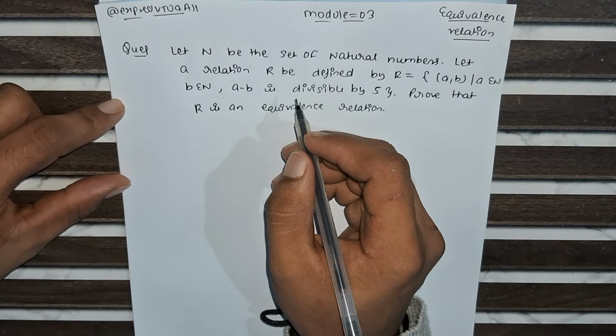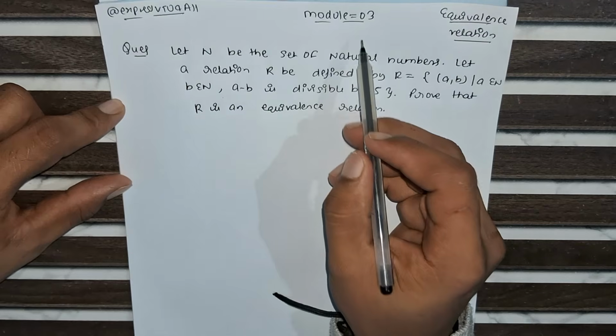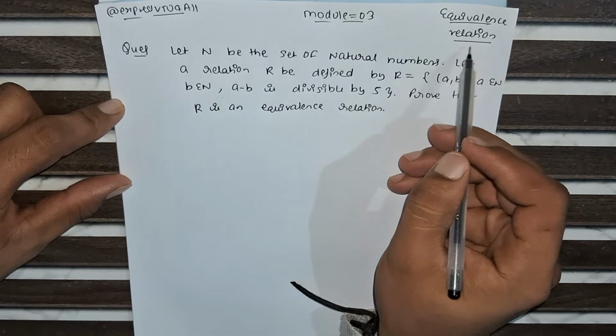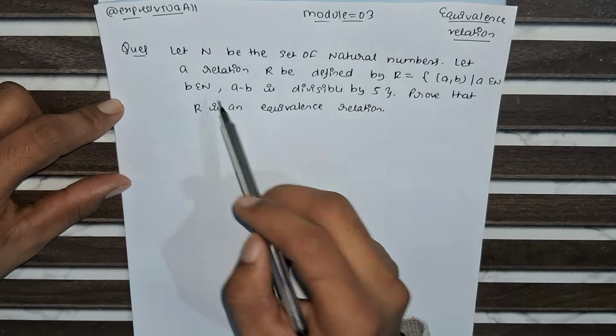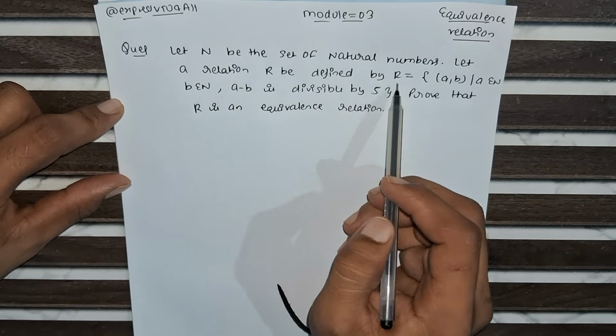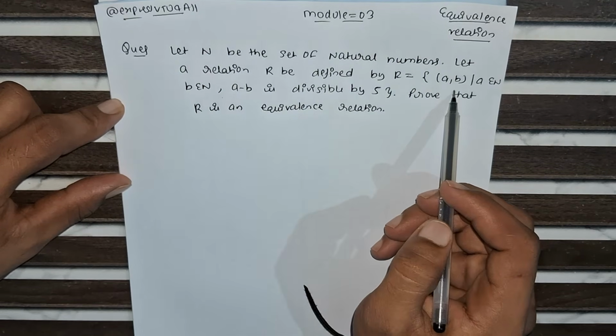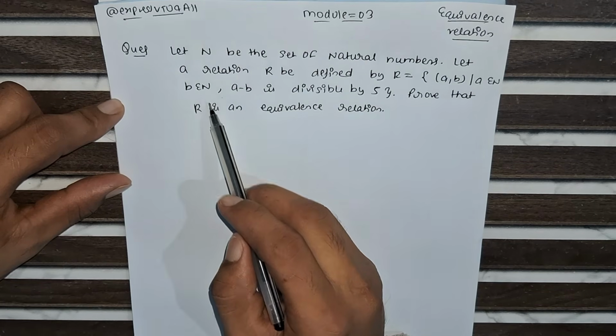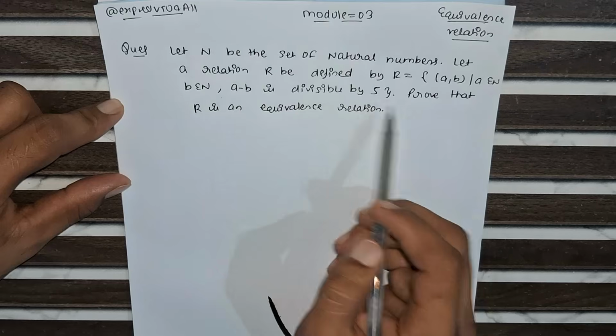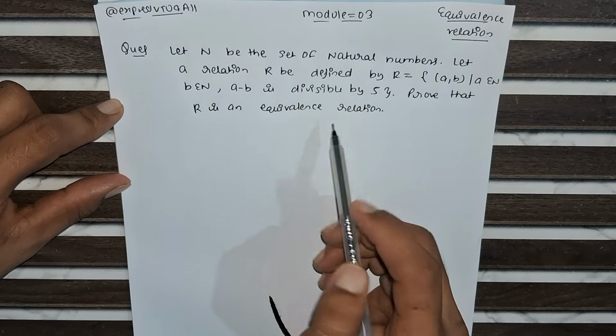In this video, we are going to solve a very important problem from module 3 which is based on equivalence relation. So the question is, let N be the set of natural numbers. Let a relation R be defined by R equals {(a, b) : a belongs to the natural numbers and b also belongs to the natural numbers, a minus b is divisible by 5}. Prove that R is an equivalence relation.